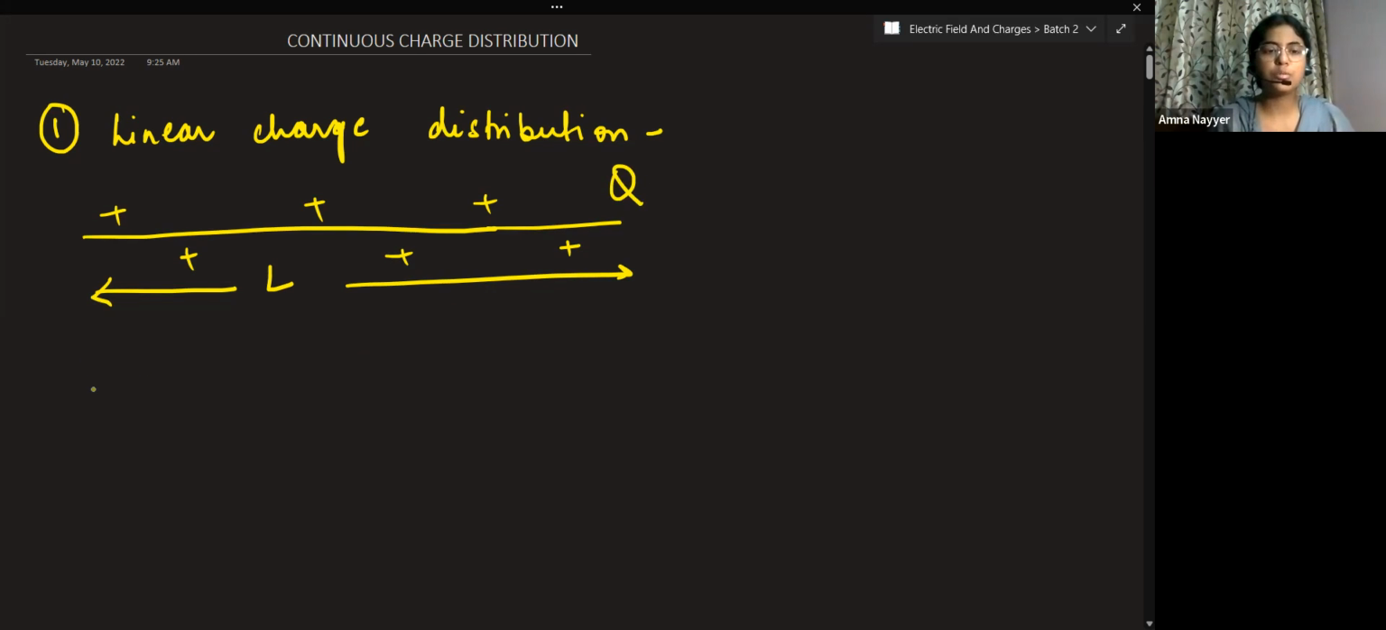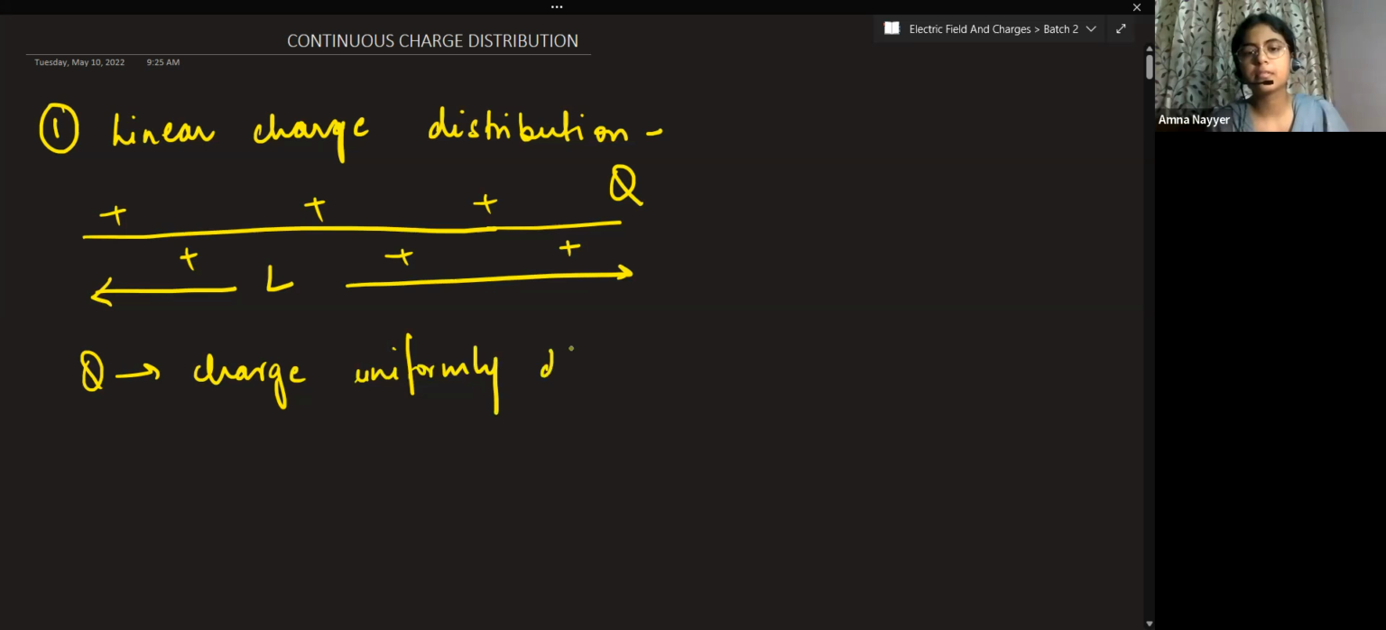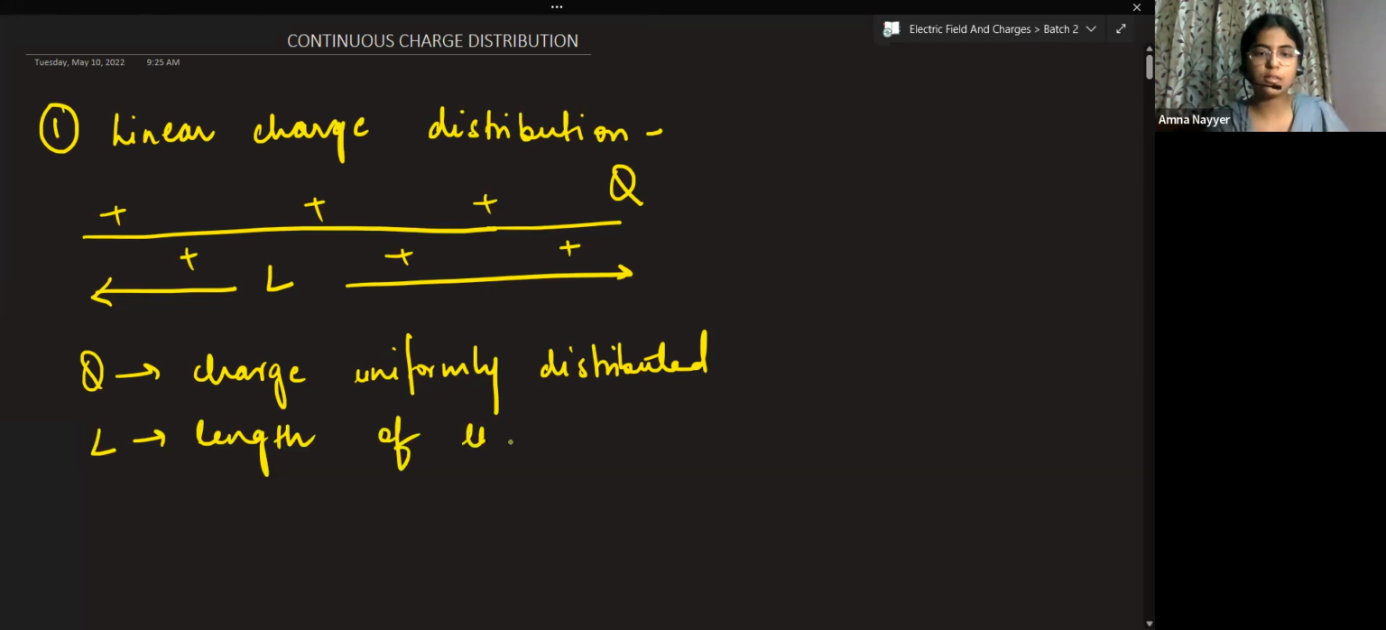So what is charge Q? Charge Q is the charge distributed uniformly on this wire. So if you have a wire with you of length L, the whole charge is uniformly distributed on it. And L is the length of the wire. Now see, if I want to calculate what is the charge present on unit length?